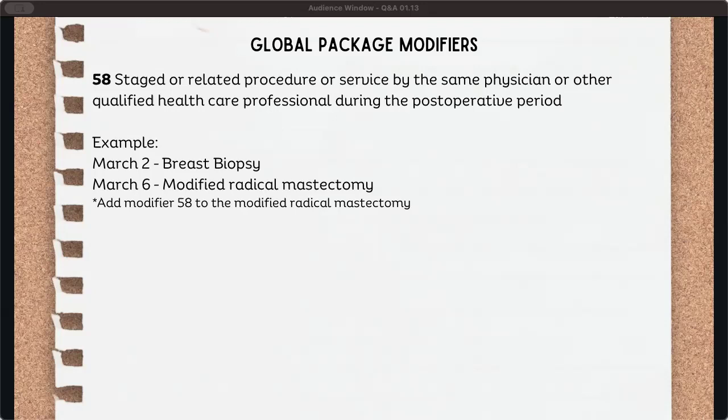They are diagnosed with cancer. We don't want to wait until the global period is over, because obviously if it's cancer, we need to remove it as quickly as possible. So we went in and did the mastectomy. Okay. So that is, again, quote unquote, unbundling that mastectomy from the biopsy. And that modifier 58 is going to essentially reset the global day period. So your modified radical mastectomy is going to have a 90-day global period that will start on March 6th if you append your modifier 58.